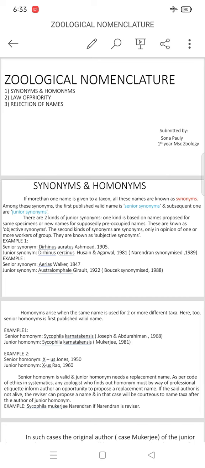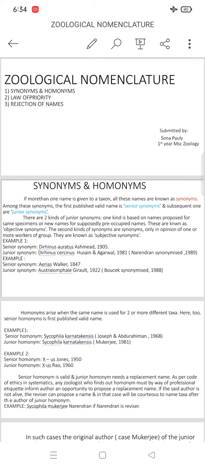the junior synonym. There are two kinds of junior synonyms. The one kind is called objective synonyms, and the second one is subjective synonyms. In the case of objective synonyms, the name is proposed for the same specimens, or the name is for supposedly preoccupied names. That term is known as objective synonyms. The second kind is based only on the opinion of one or more workers of a group. That is called subjective synonyms.